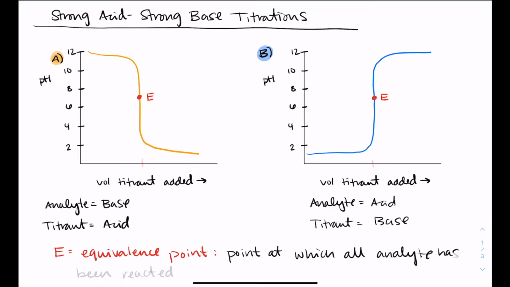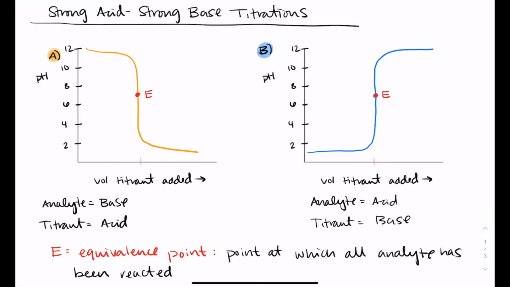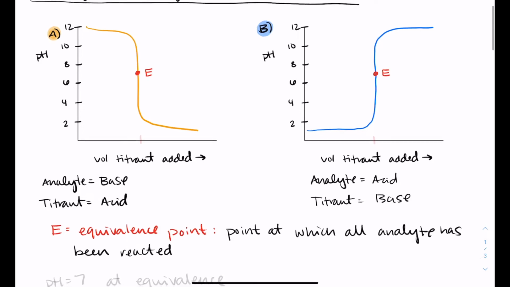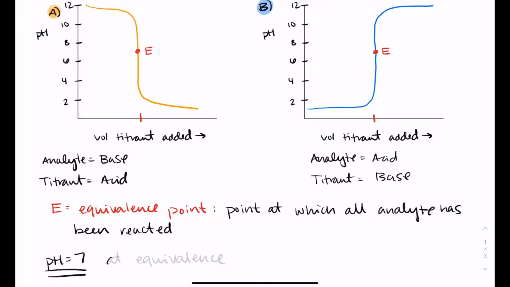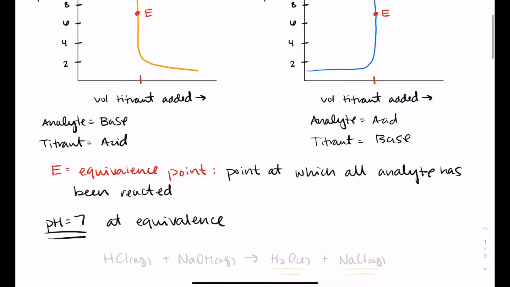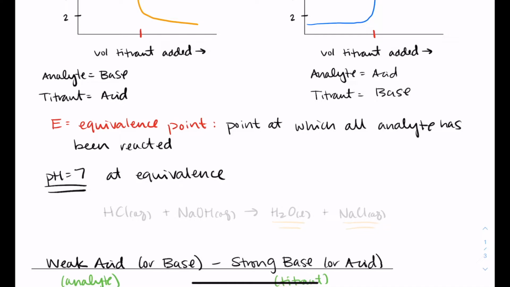I've also marked the equivalence point, which is always about halfway up the vertical section of the titration curve. Officially, the equivalence point definition is the point at which all analyte has been reacted. And for a strong acid, strong base titration, or strong base, strong acid, whichever order you need to put them in, the pH at equivalence will be 7 always. Or if you get a pH of 7 at equivalence, then you know for sure that you had a strong acid and a strong base.